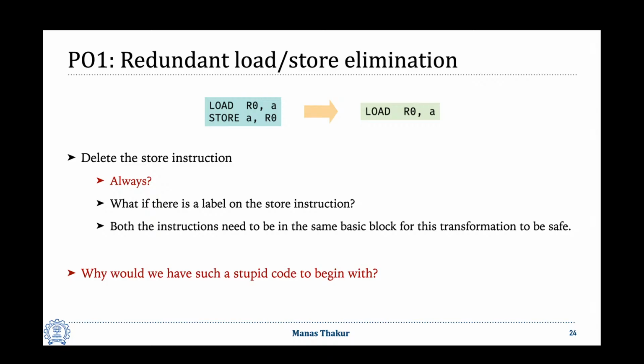So now these instructions have come together. Now if there is no label to the second instruction, or if there is a label and I have figured out that nobody is jumping to that label, I can remove the second instruction. Mitesh, does it answer your question?